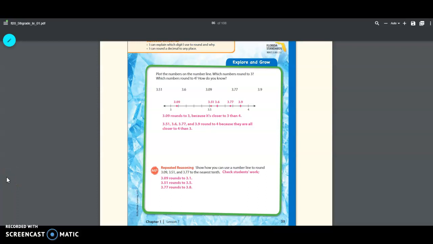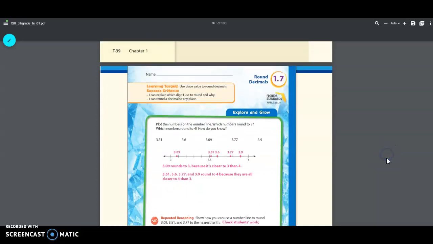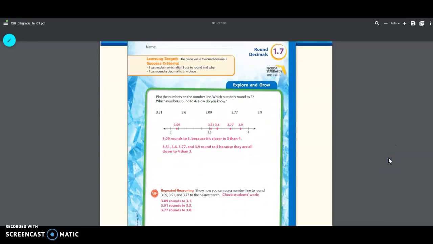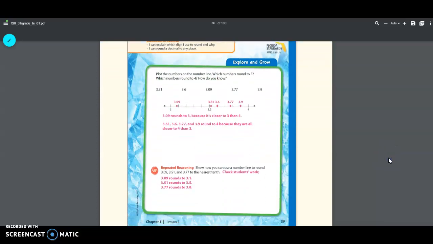This is the answer key for the practice work that you're going to do today on lesson 1.7, which is focusing on rounding decimals. The Explore and Grow activity on page 39 has you plotting the numbers on the number line: which numbers round to 3, which numbers round to 4, and how do you know. So we have the number 3 here and we have the number 4, and we know the halfway point is going to be 3.5.